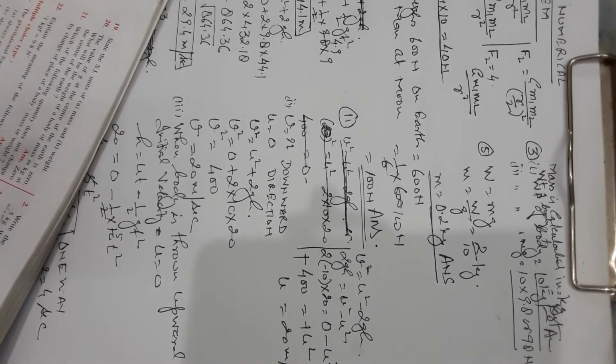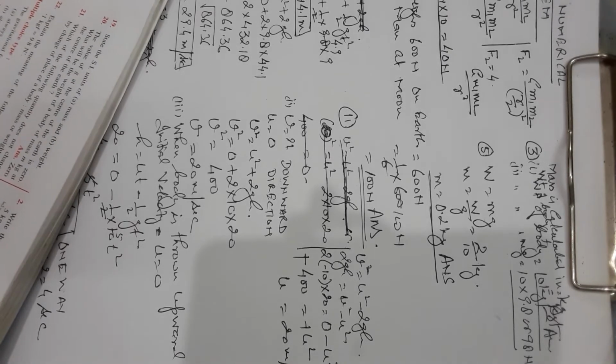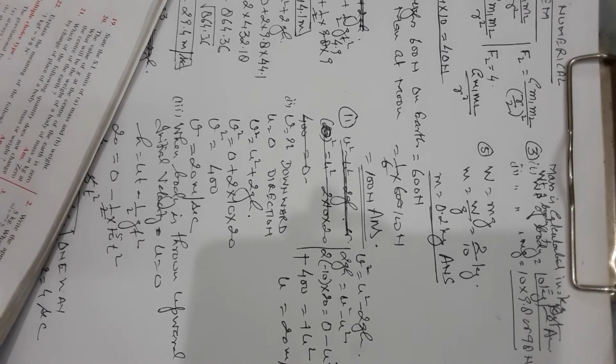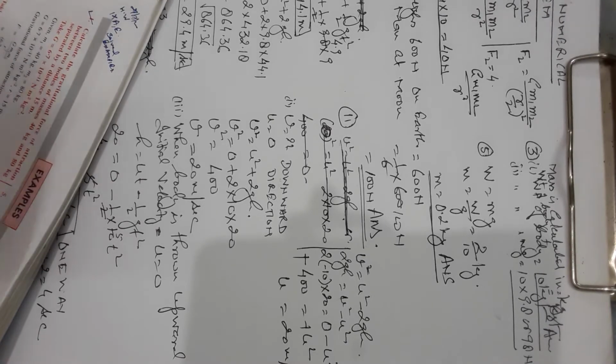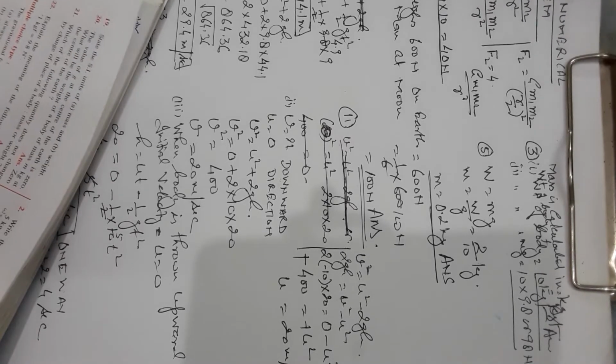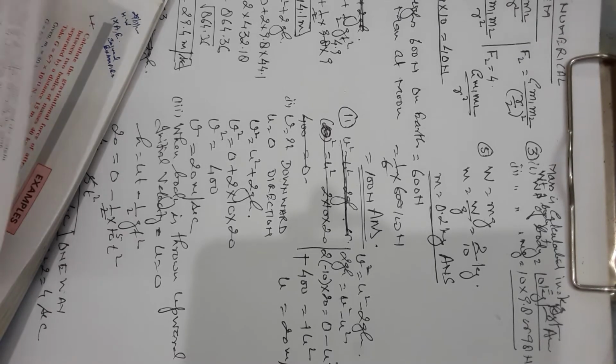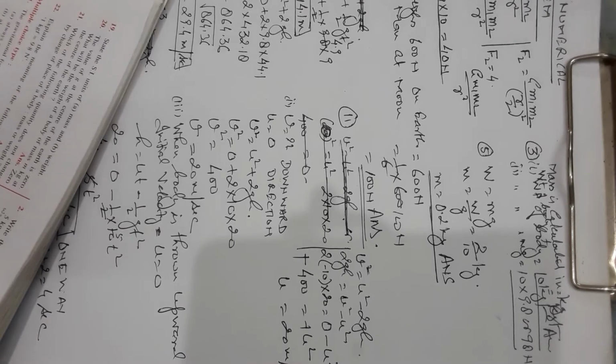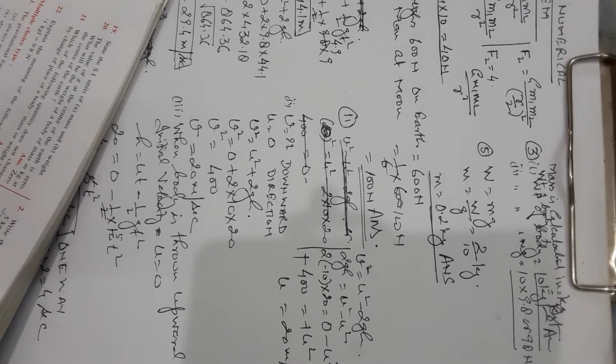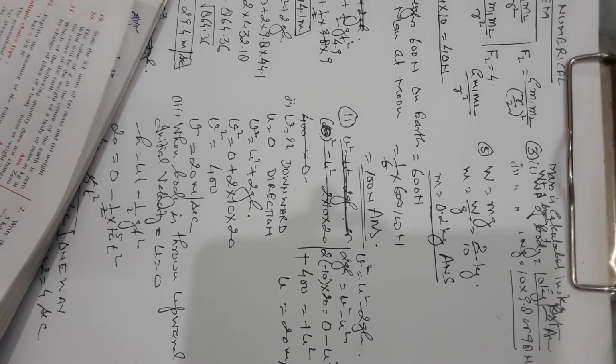Now question number 9. A ball is released from a height and it reaches the ground in 3 seconds. The ball is released from the top, and reaches the ground in 3 seconds. Value of g is 9.8 meter per second square. The value of g they have given is 9.8.